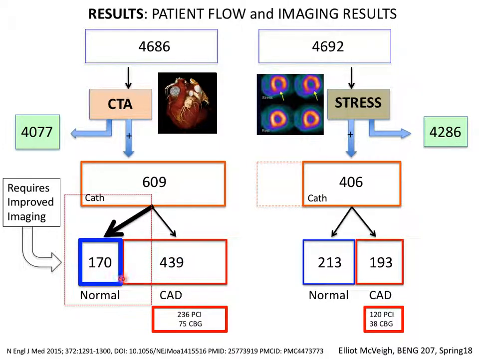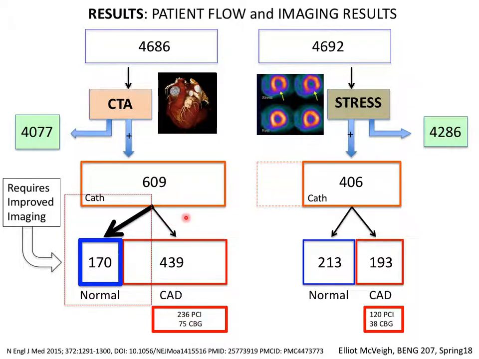Unfortunately, you also have some false positives. 170 people were found to be negative when they went to cath. And there's a group of patients here who were positive on cath, but they didn't treat. They just said, you know what, this disease isn't severe enough, we're just going to put you on drugs, right? Maximal drug therapy. 236 PCIs, 75 CABGs, which is twice as many as this box. So basically, down this pathway, you treated, in the end, twice as many patients. You also did 50% more caths.